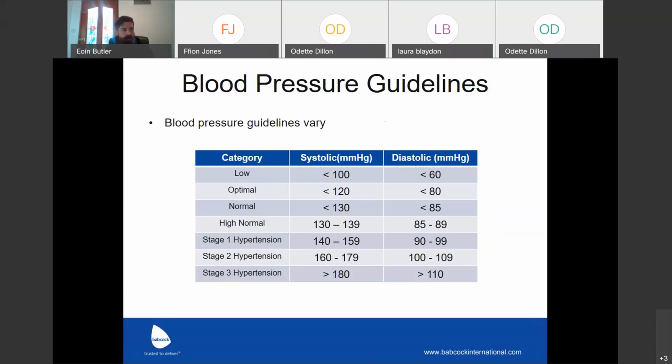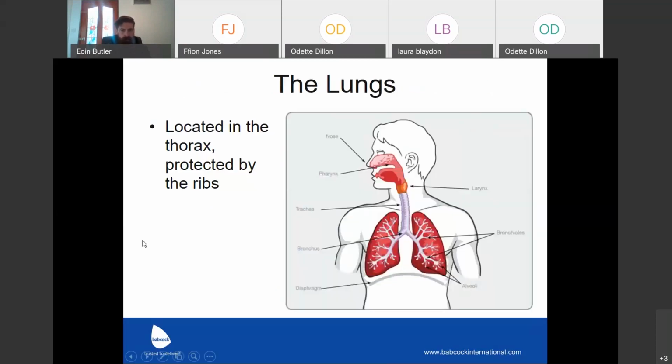Has anybody come across any clients or anybody who has been in the high blood pressure category? Okay, you're all very quiet today.